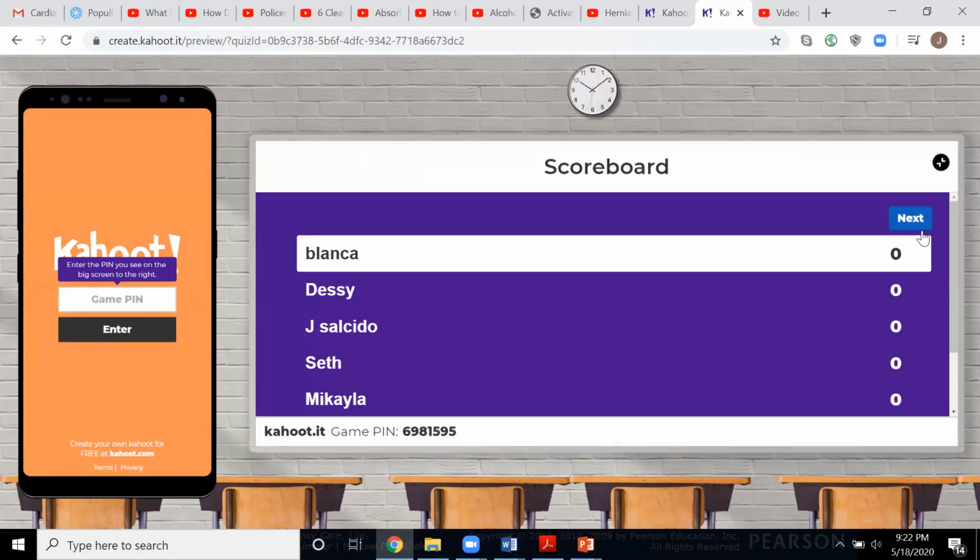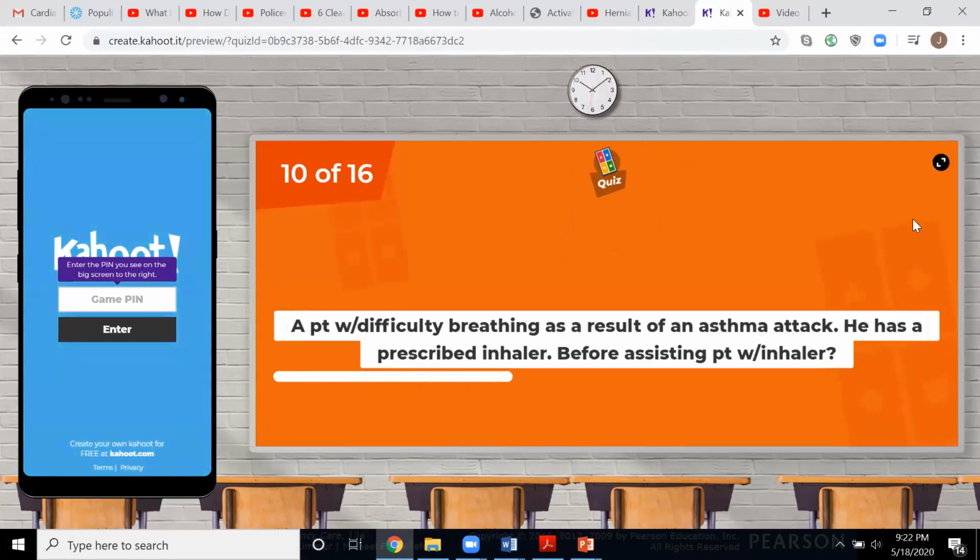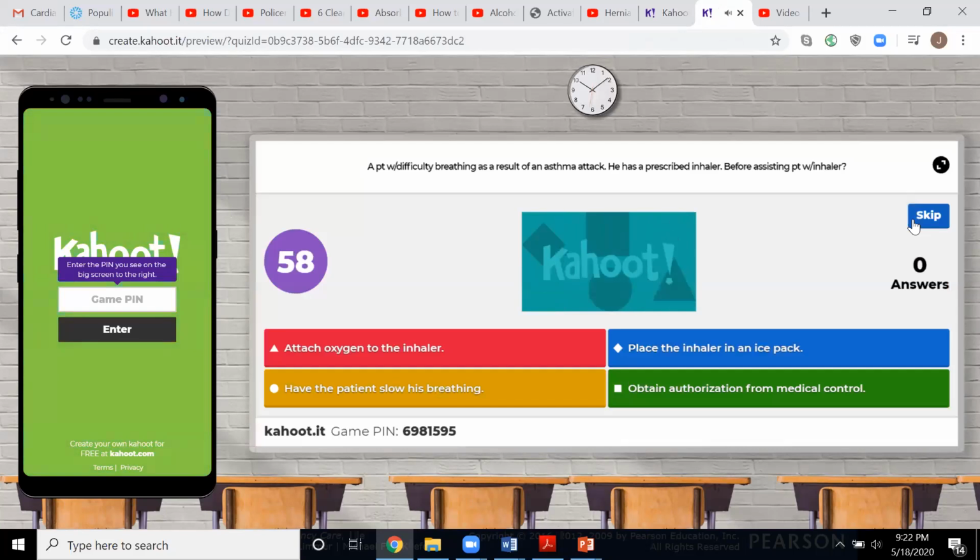All right, next one we're going to actually do, guys. So pay attention, all right? Here we go. Let me blow it up real quick. Full screen. Come on. Oh well, here you go. A patient with difficulty breathing as a result of an asthma attack. He has a prescribed inhaler. For assisting, what do you do?